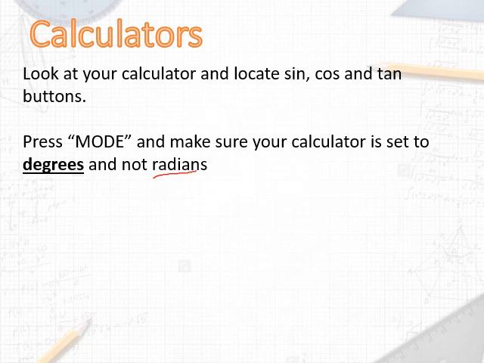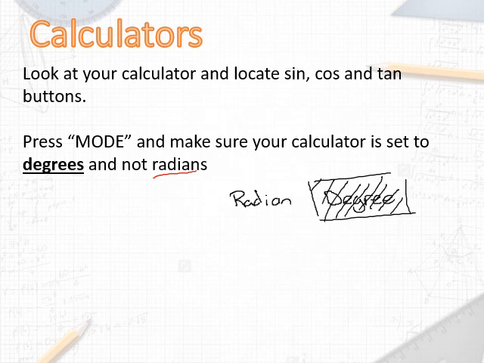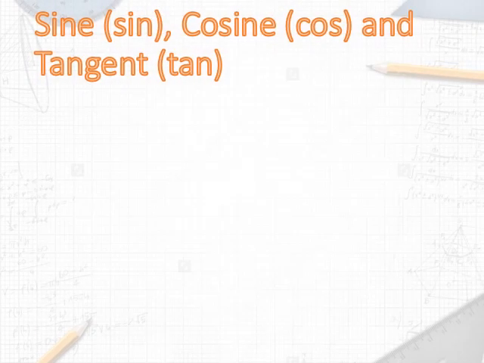On a TI calculator, when you go into mode, that is the third row. You basically get radian and degrees side by side. You want to make sure that the box is around degree. That tells you that it's been selected.